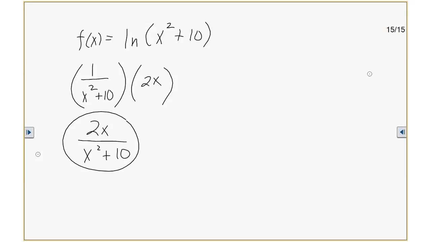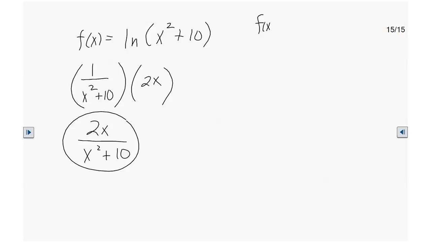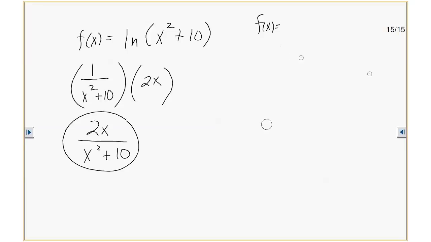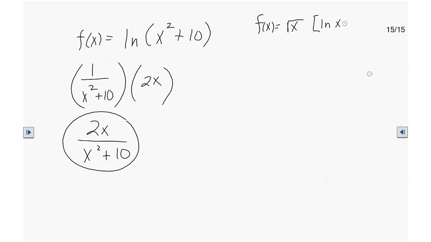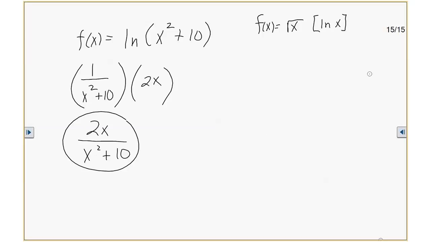f of x is equal to x square root of x times natural log of x. There's your product rule we were talking about.